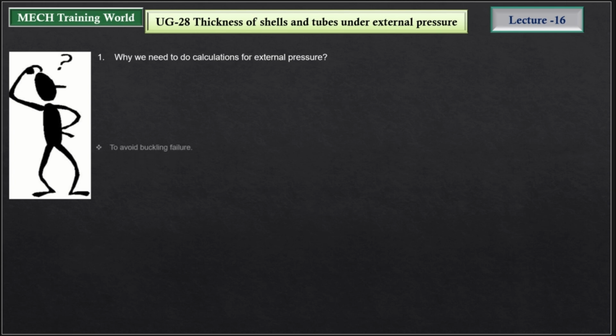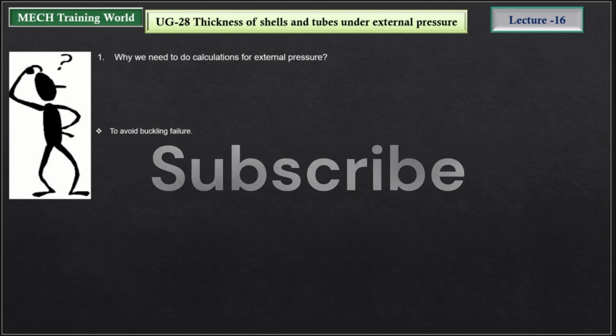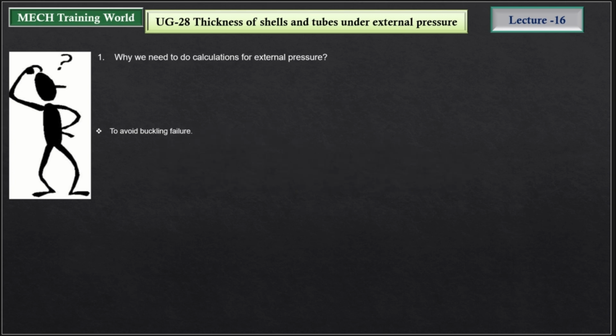The reason behind this is to avoid buckling failure, guys. In engineering, we already studied buckling failure. Even if we apply a small amount of load, buckling will happen, right? So to avoid this buckling failure, we calculate the thickness for the external pressure case also.